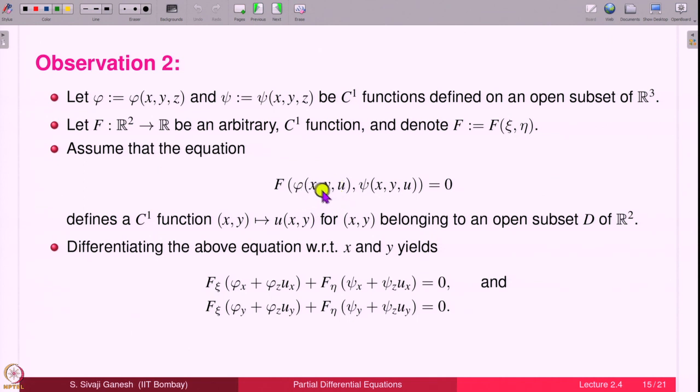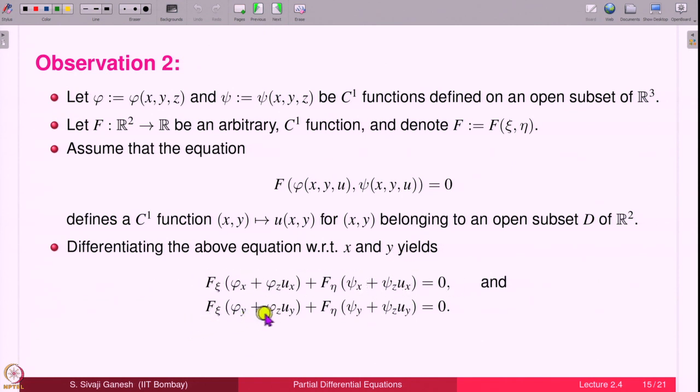Then differentiate this with respect to x, but here x appears in the first coordinate and also in the third coordinate. So, differentiate phi with respect to x, plus, since x with respect to x is 1, that is why it is phi x plus phi with respect to the third variable, which we have denoted by z. So, it will be phi z into u, differentiate u with respect to x, so you get u x. Similarly, you get f eta because the second variable of f was called eta. So, f eta at this point into derivative of psi with respect to x plus derivative of psi with respect to the z variable into derivative of u with respect to x. That will give you the first equation here.